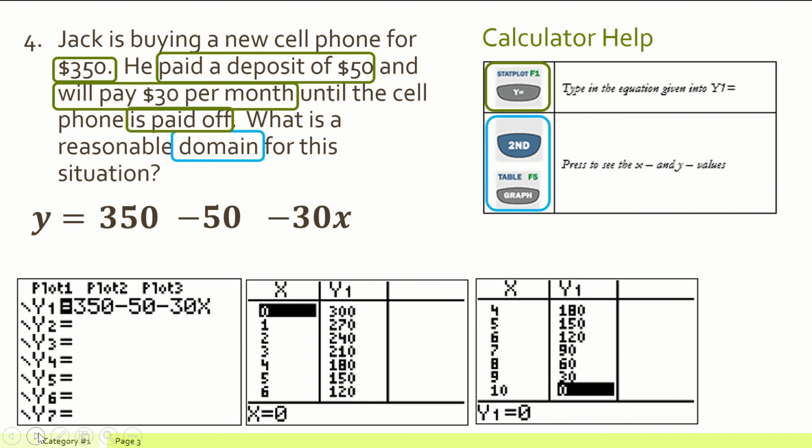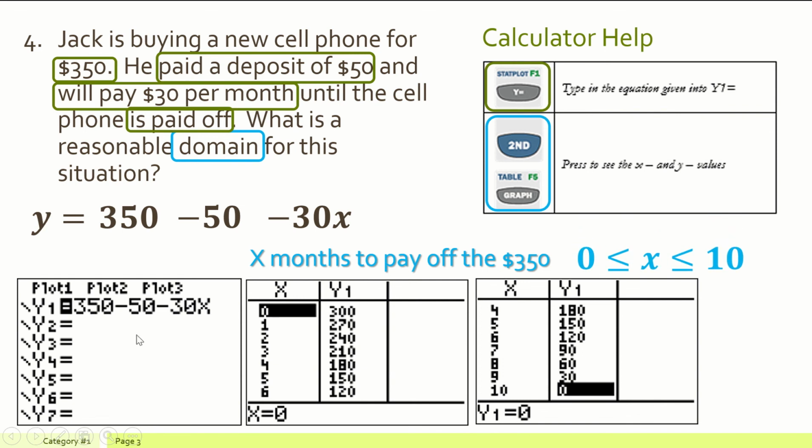So when we go to our table, we're going to look at x at 0 months. It started at $300 because remember, he paid $50 towards the original $350. So we want to look at the price of the phone in our table, the y value. At 1 month, he owes $270, and so on. In 4 months, he still owes $180, then $150, $120, $90, $60, $30 he owes on it. And then in month 10, he now has a balance of $0. He has paid it off.